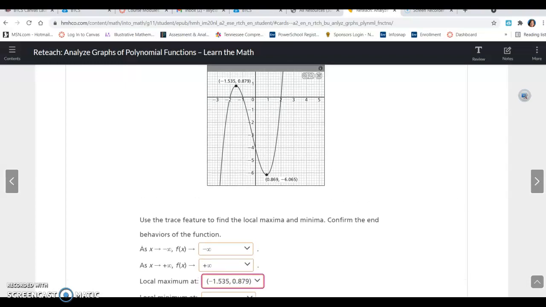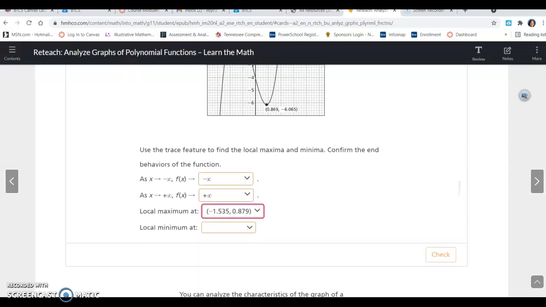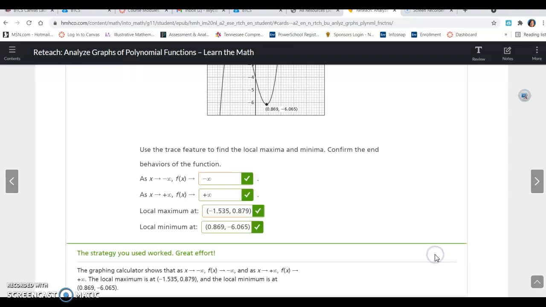Make sure that's the same point up there. All right, looks like it. And then my local minimum is going to come from the lowest point, which is 0.869, negative 6.065. All right, so to determine the maximum and the minimum, you can do that by looking visually at the graph.